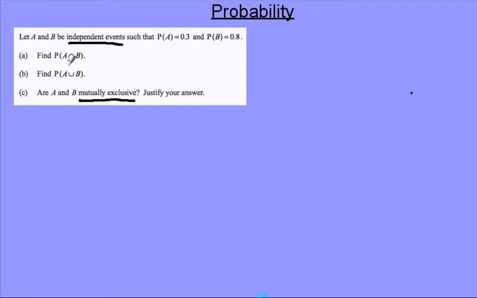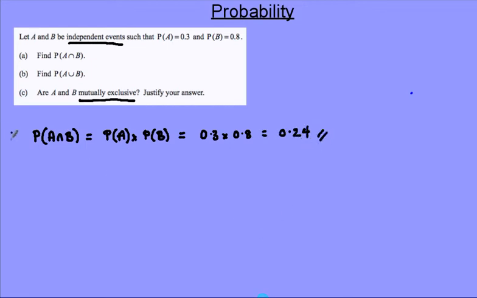The first part of this, A and B, probability of A and B, and the multiplication rule for independent events is that the probability of A and B for independent events is probability of A multiplied by probability of B, which tells us 0.3 times 0.8, 0.24. Easy enough, as long as we remember the rule, of course.